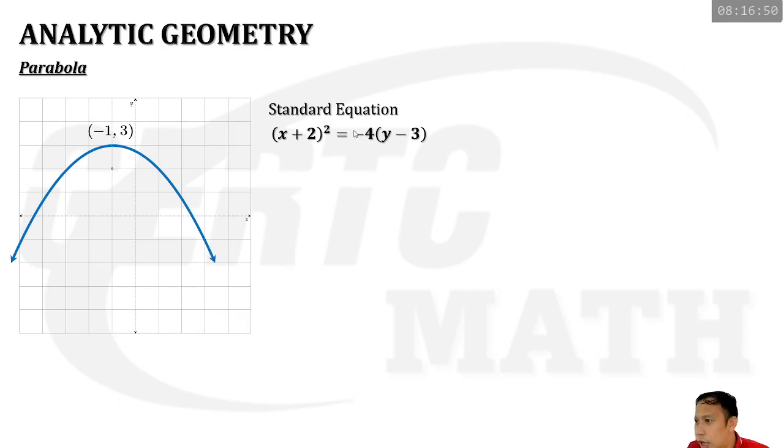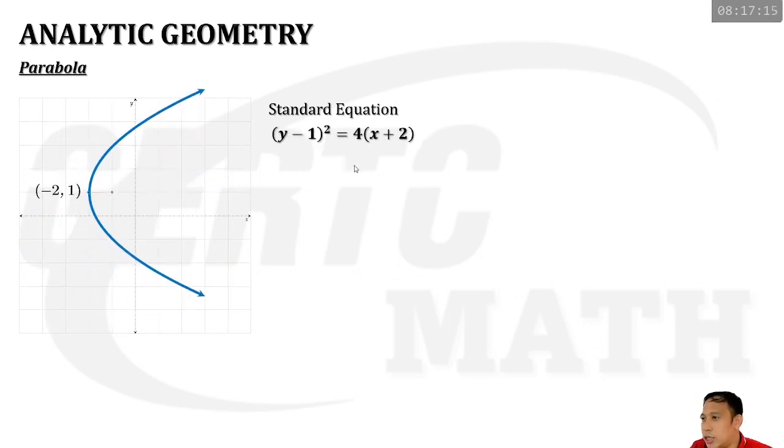Ito naman. X plus 2 squared is equal to, parang mali pa rin ako, no? This should have been, x plus 1. Okay, x plus 1 squared is equal to negative 4 times y minus 3. Naging negative 4 na yung 4p kasi p is now 1, no? Again, that's the distance from the focus to the vertex. And if to the right naman siya, yung naka-square naman should be now y, no? And x is linear. So, ito is y minus 1 squared, no? Yung k is 1, okay? Is equal to 4 times x plus 2.